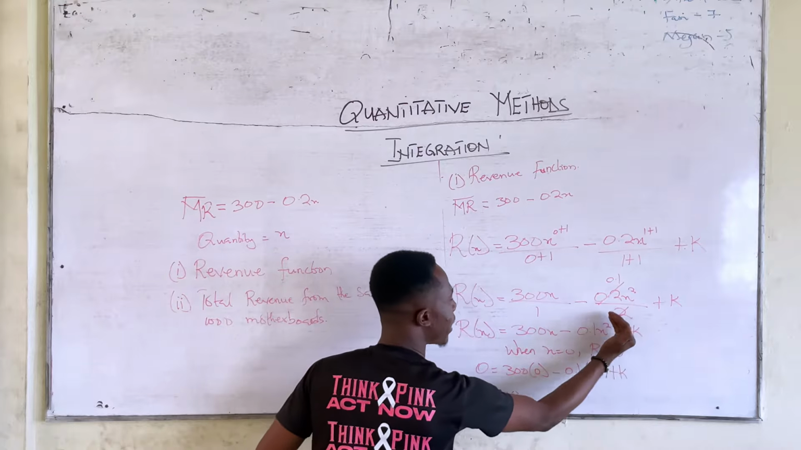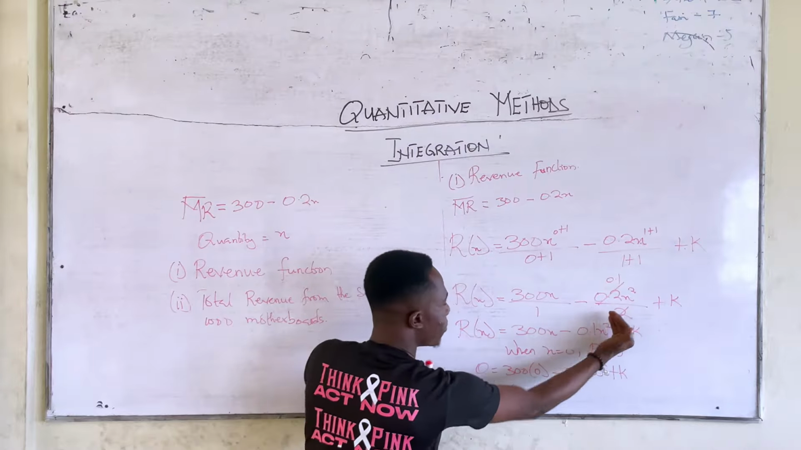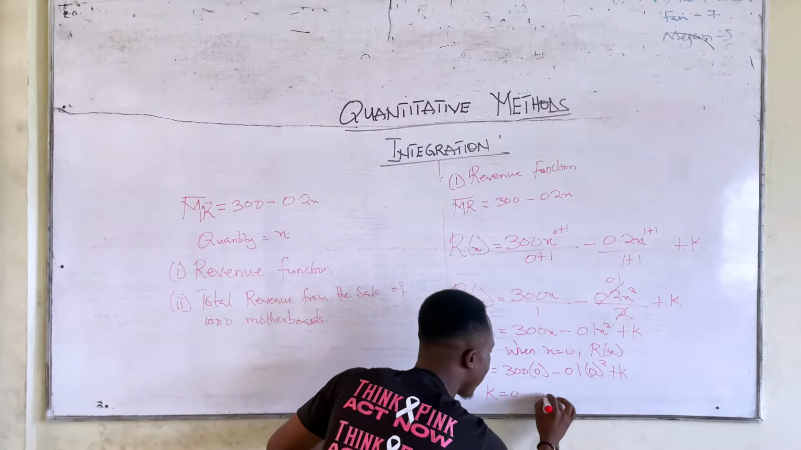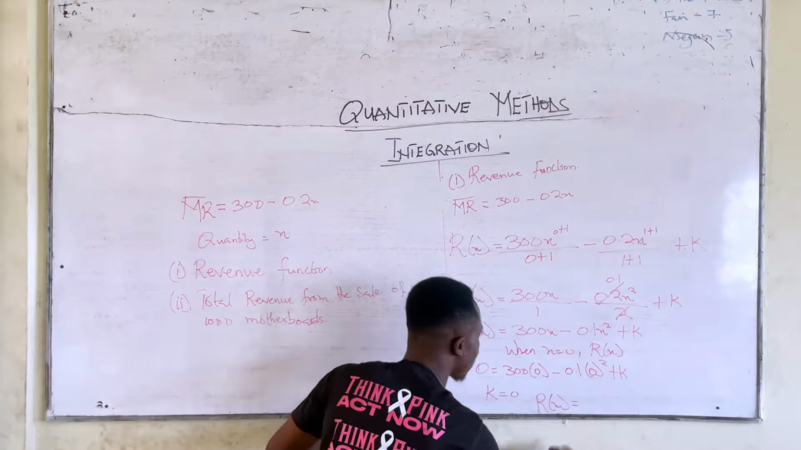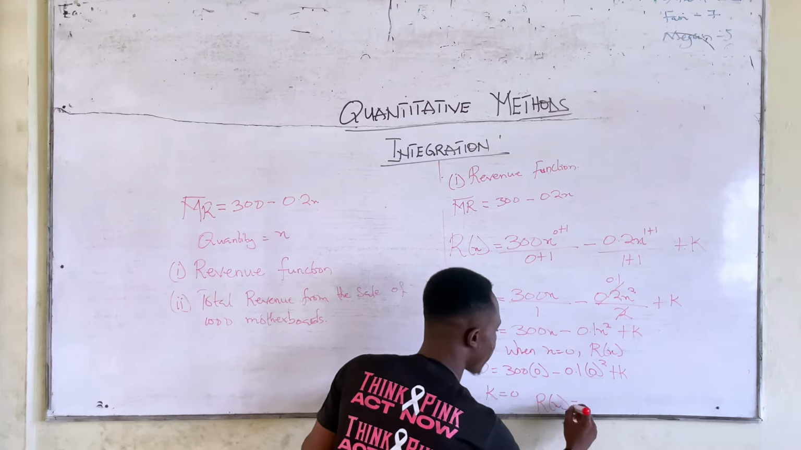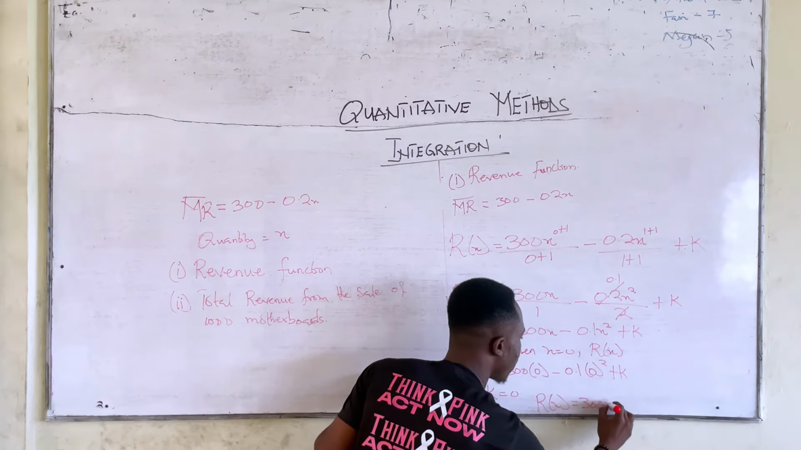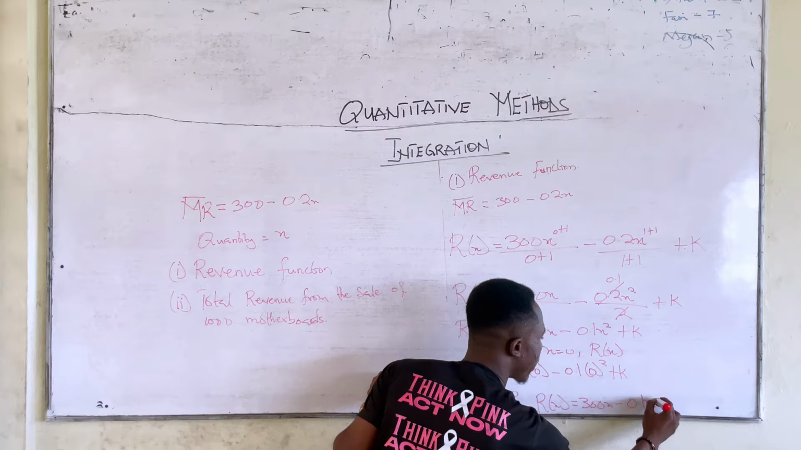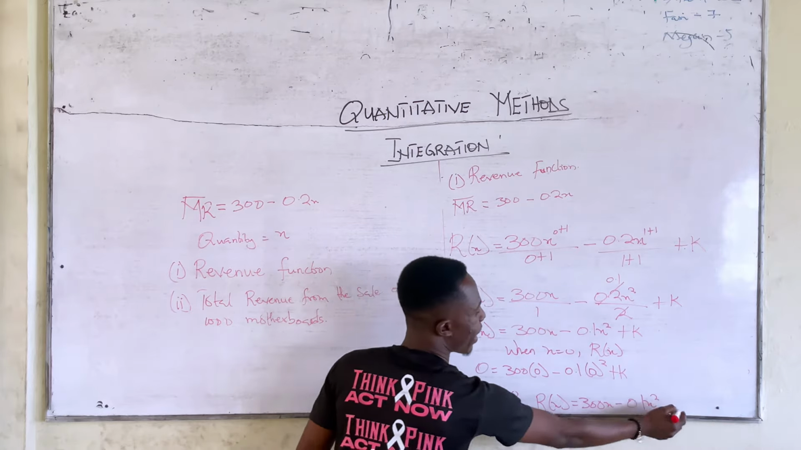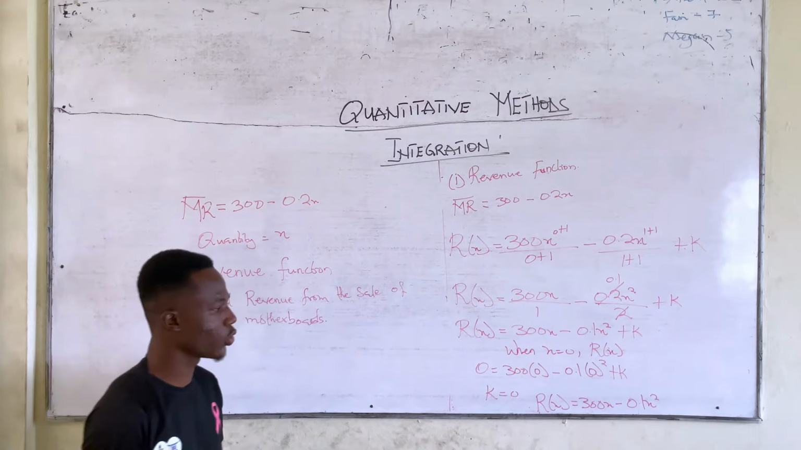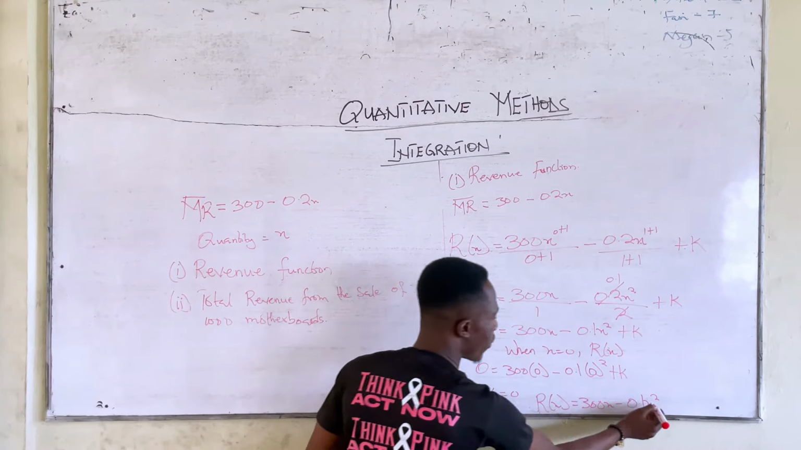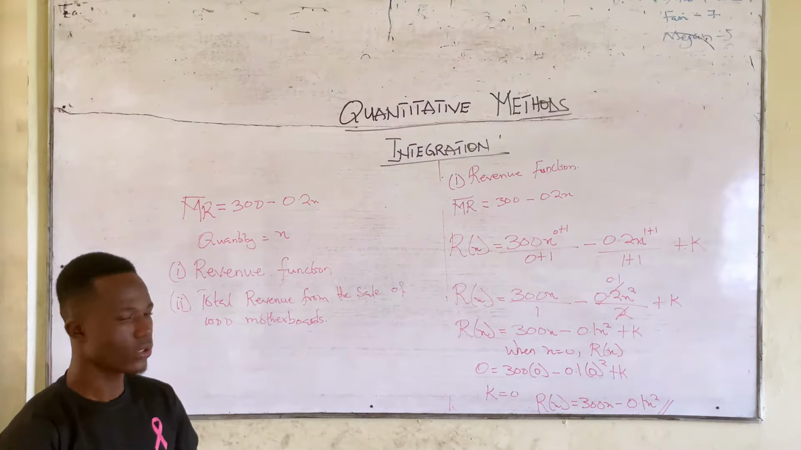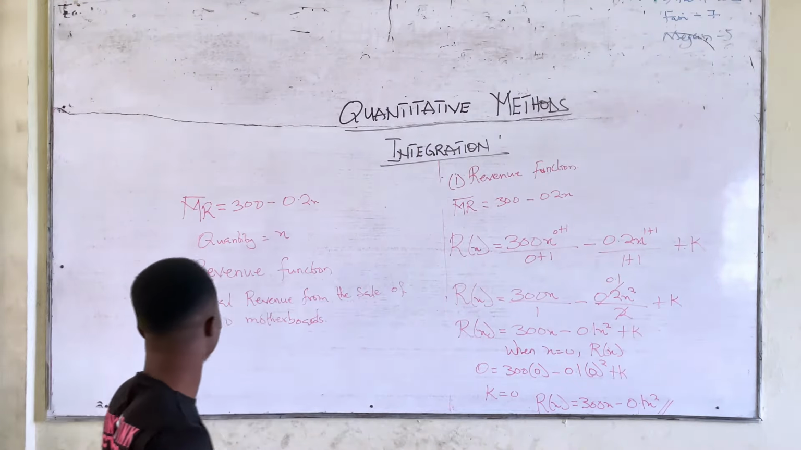So if k is 0, then it means the remaining function becomes what? The revenue function. So we say our r of x, or the revenue function, is equal to this. That is 300x minus 0.1 x squared. It is plus 0, but plus 0, there is no need for us to provide it. So this is our revenue function. It's very simple. Let's proceed to the next question.